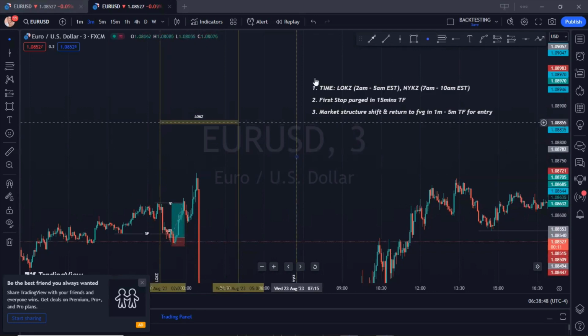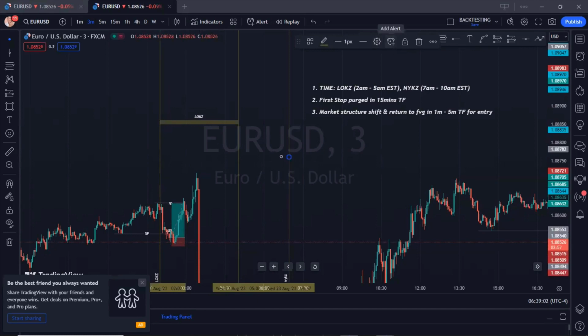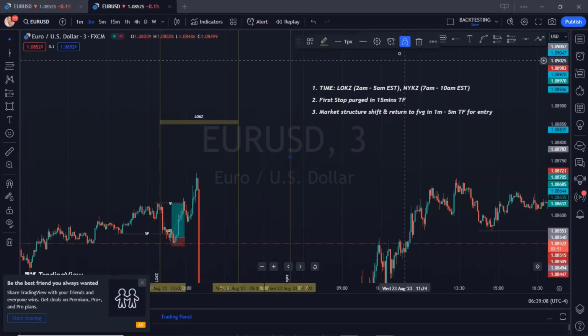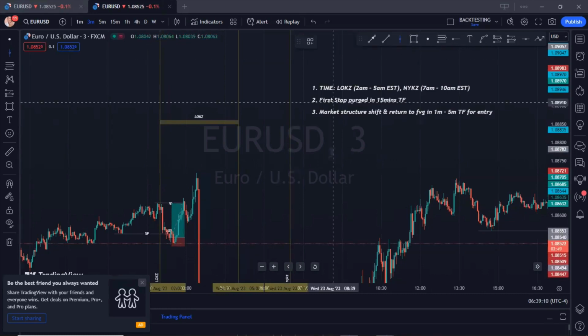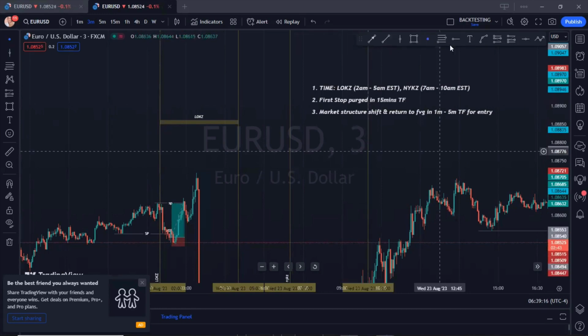And the time you look out for in New York Kill Zone is from 7 a.m. So we put this at 7 a.m. It's from 7 a.m. to 10 a.m. So that is your New York Kill Zone.